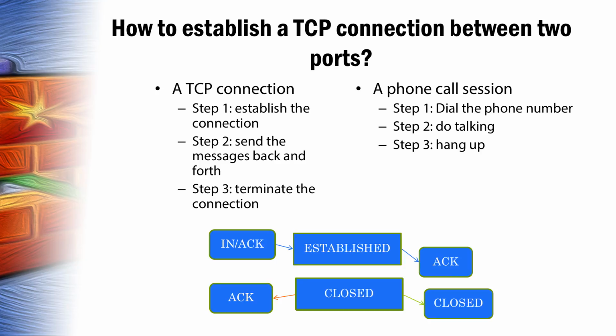ACK. Finally, the client sends an ACK back to the server. The sequence number is set to the received acknowledgement value, i.e. A+1, and the acknowledgement number is set to one more than the received sequence number, i.e. B+1.